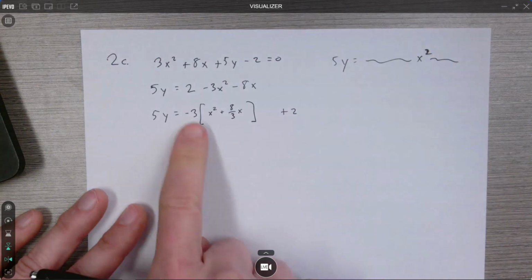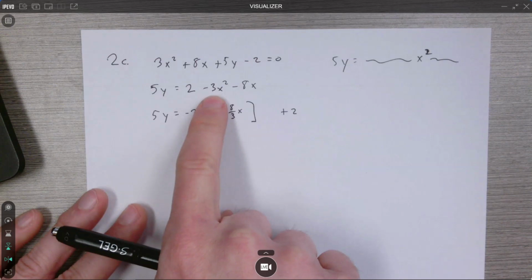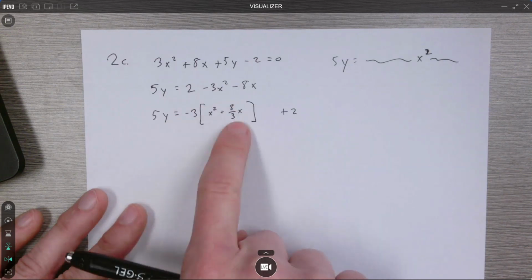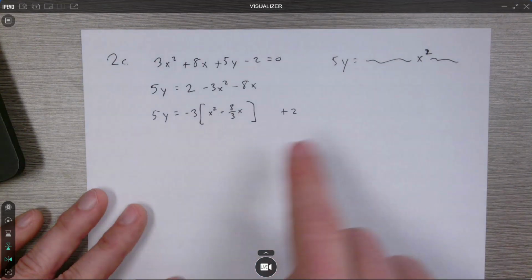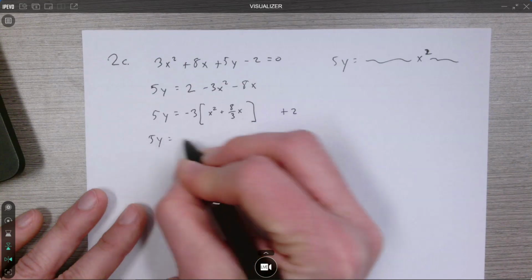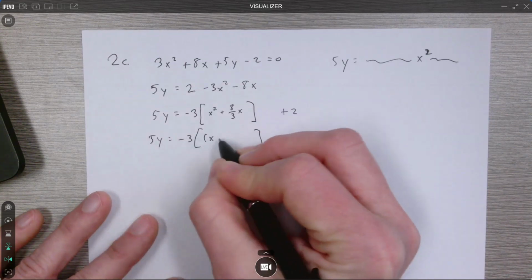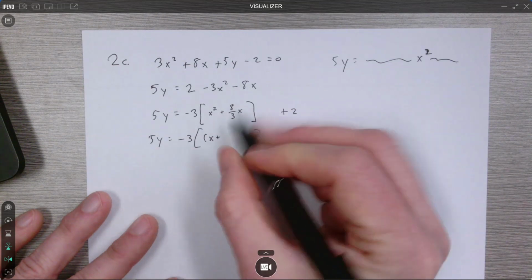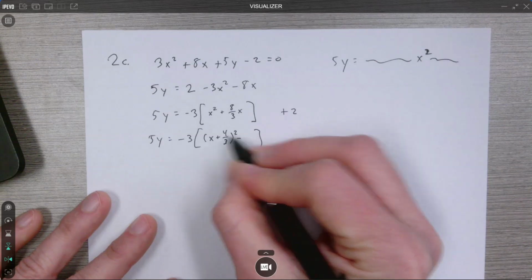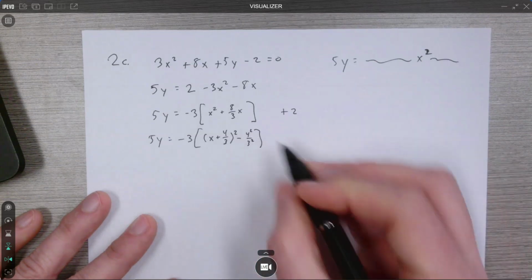And let's just make sure that makes sense. You can multiply this back in, so -3 times x squared works. -3 times 8/3, the 3 and the 3 divide, giving me just -8. So that is just a nice sense check to make sure that we're still good. So I got 5y is -3, and then here we've got x plus half of this would be 4/3 squared, and then I have to subtract out the 4 squared over 3 squared.